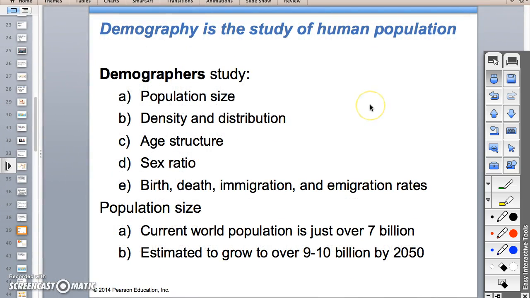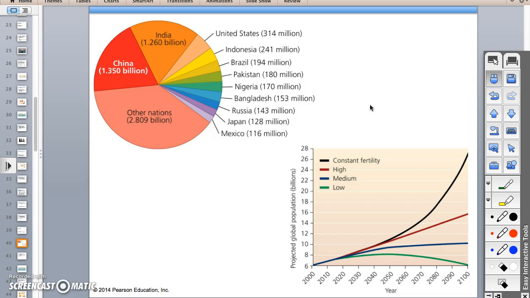All right, so those are the things that demographers study. If we look at the relative populations of different countries, you need to know what the most populous, second most populous, and third most populous countries are and their populations. China has 1.35 billion, India has 1.26 billion, the United States has 314 million. We can round that off to 300 million. You'll have to do math for that on the AP exam, so just heads up on that.